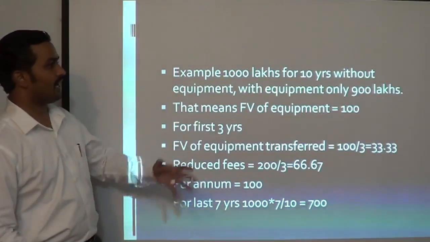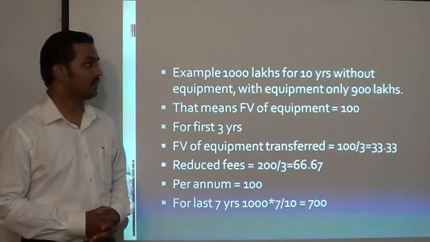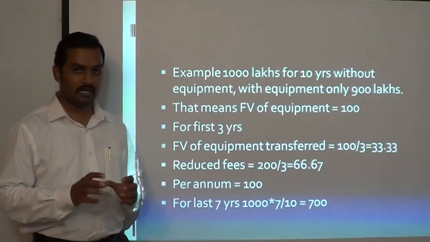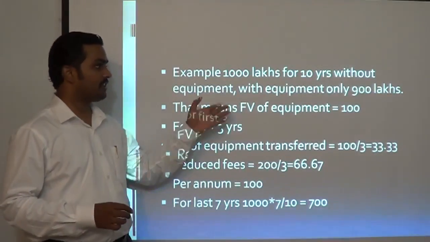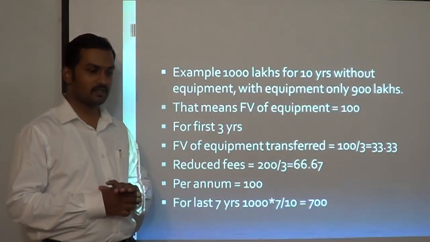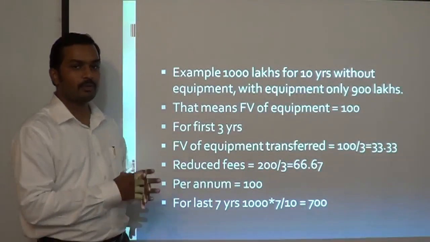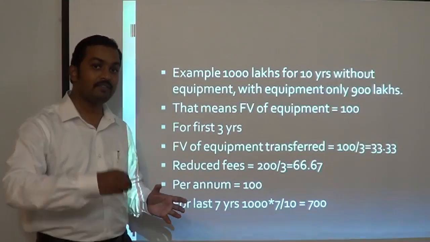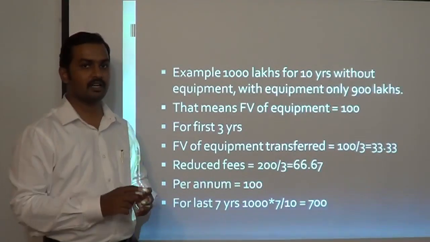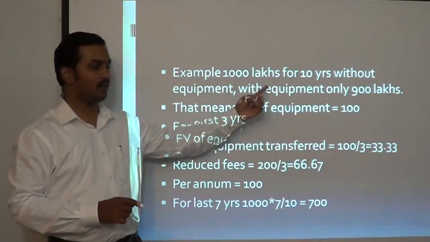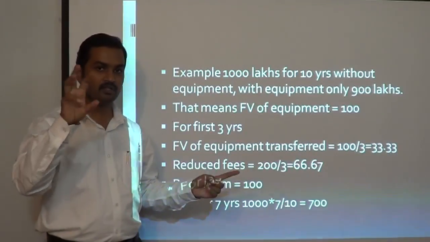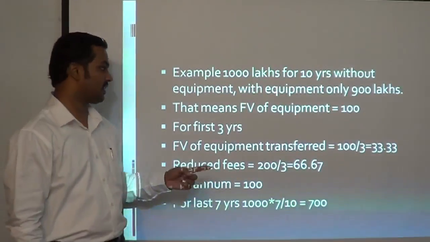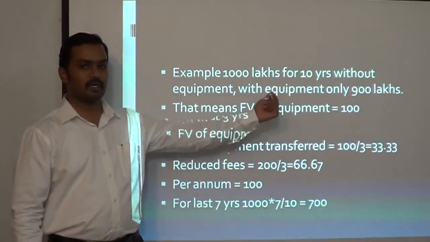Example: 1000 lakhs for 10 years without equipment. The agreement was 1000 lakhs for 10 years without equipment. With equipment, only 900 lakhs. That means the fair value of the equipment which is given up by the bank to the IT company is 100 lakh. Without equipment it was 1000 lakh. With equipment it is 900 lakh. That means this difference is only because of the equipment. So the fair value of the equipment is 100 lakh.